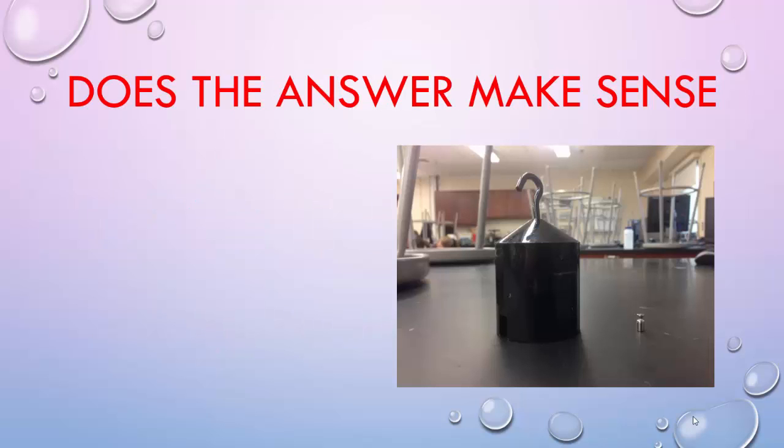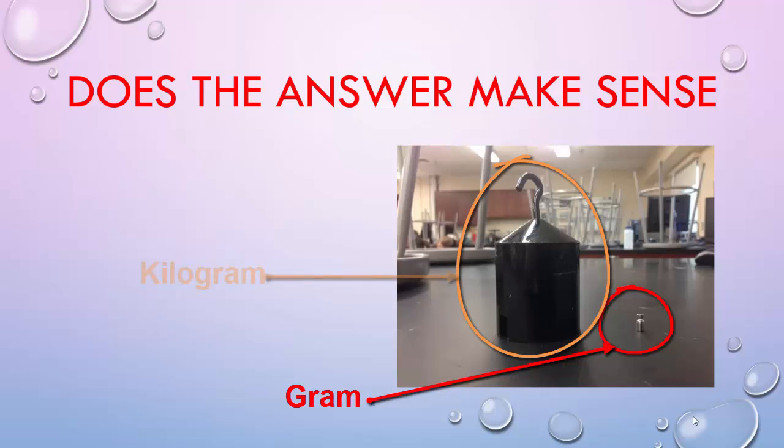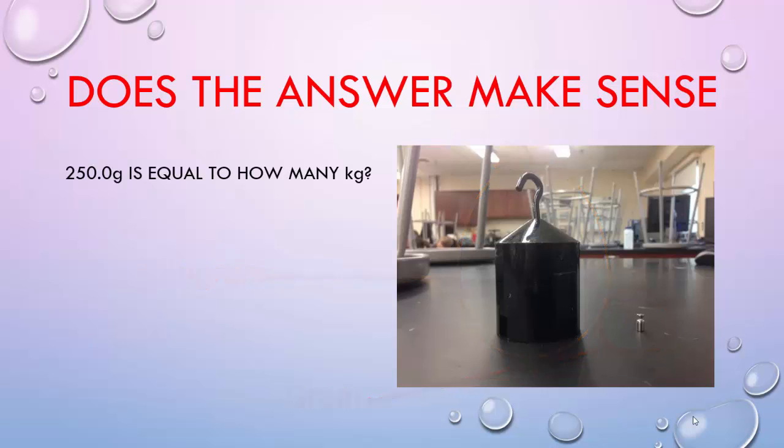So for example, what we have here is a picture of a gram and a kilogram. Now knowing that, suppose I have 250 grams, I want to know how many kilograms that is. I will assure you that you will come up with one of 2 answers. You'll either come up with 0.2500 kilograms, or you'll come up with 250,000 kilograms.